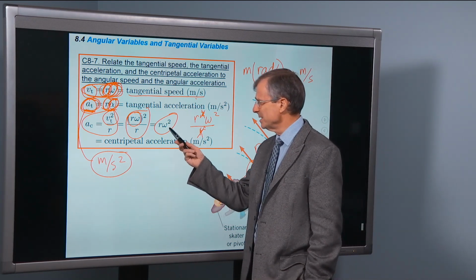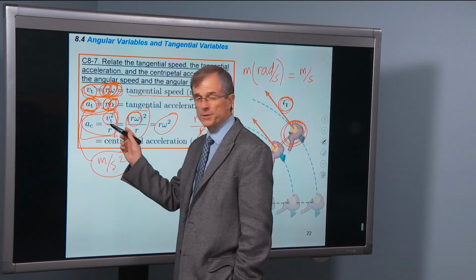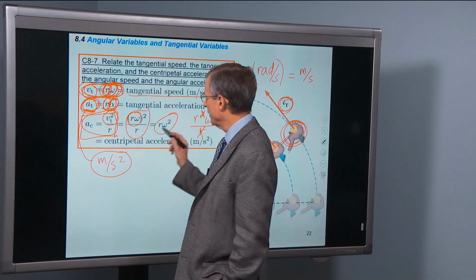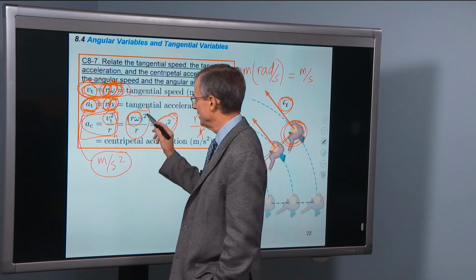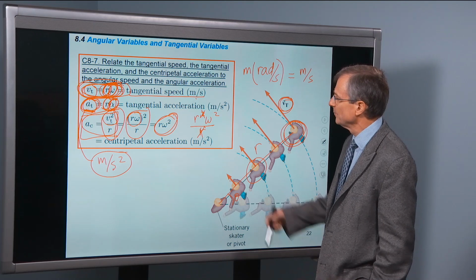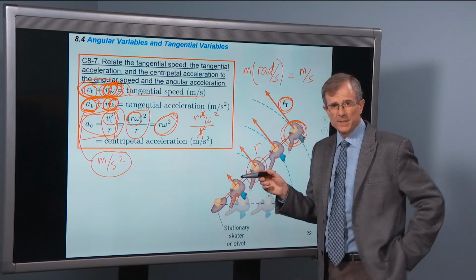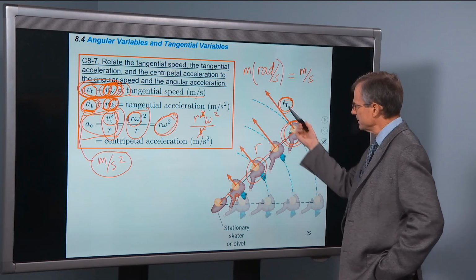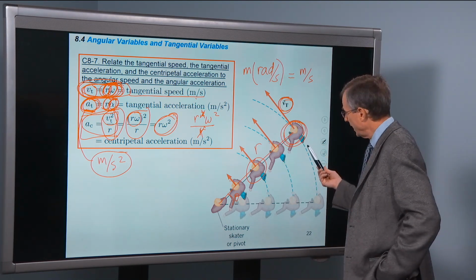I wouldn't really memorize this. I would just remember this from chapter 5, a is v squared over r, and then remember this. And if you ever need to get this, you can substitute this into here. So that's the tangential speed, tangential acceleration, and centripetal acceleration. So the physical difference is that the tangential acceleration measures how fast this guy is changing, it measures changes in his angular speed.